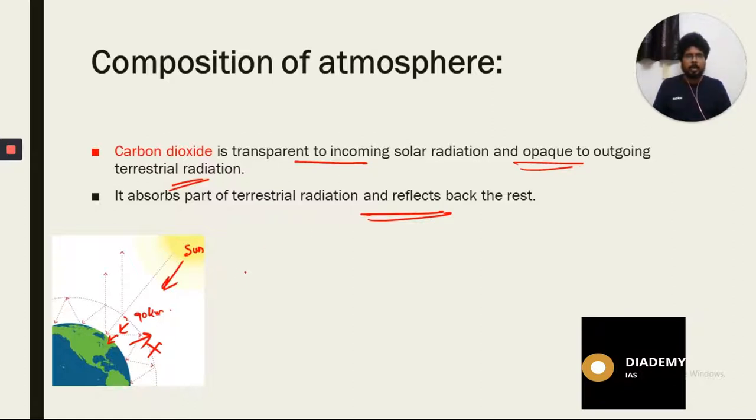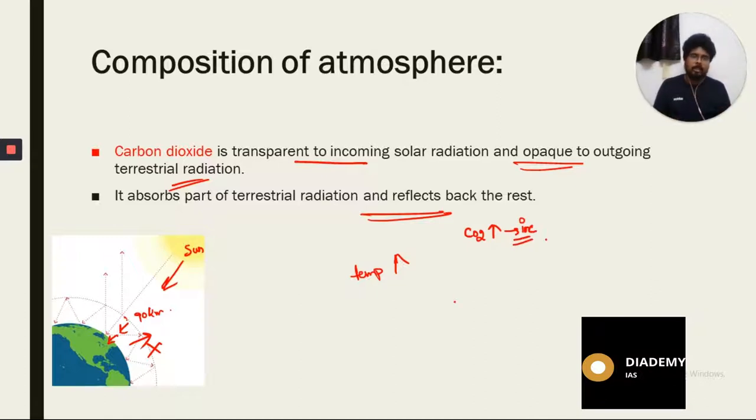So carbon dioxide is very important. But there's one disadvantage of this. What is that disadvantage? Because of this, the temperature on the Earth is increasing. Why is the temperature increasing? Because carbon dioxide composition in the atmosphere is increasing.